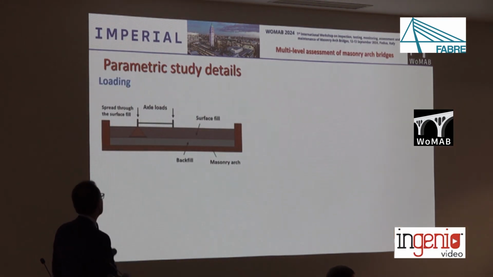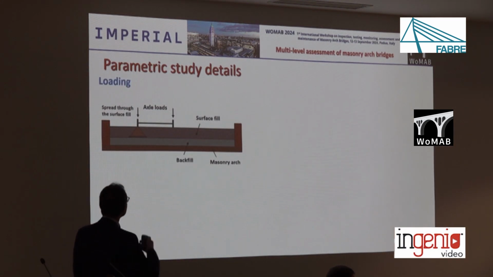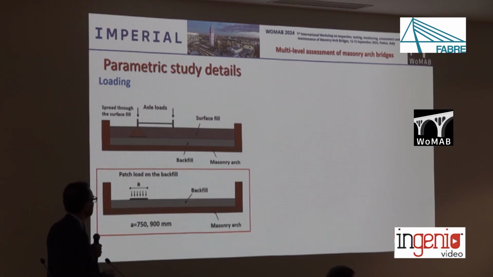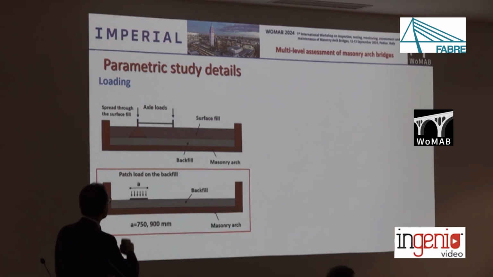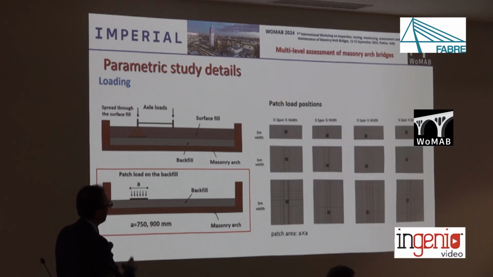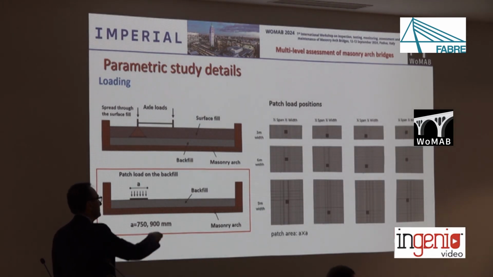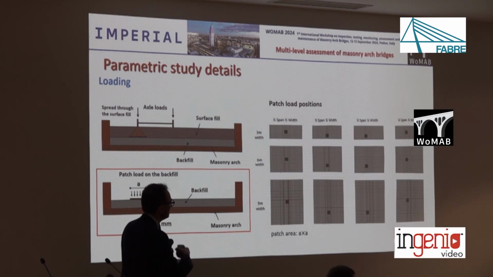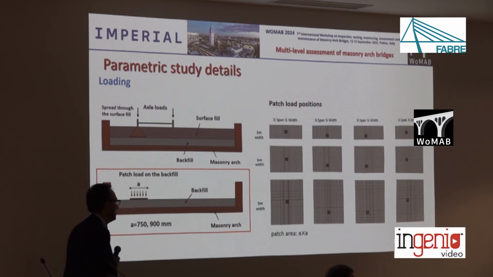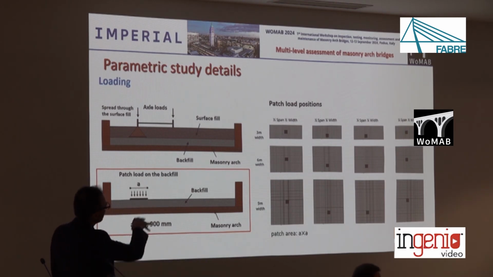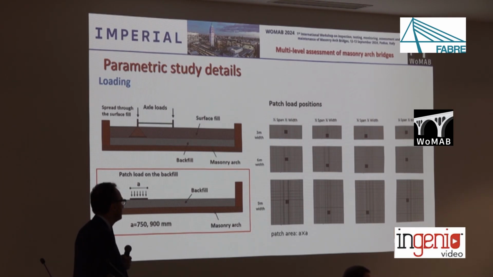So how do we apply the load? We consider a typical axle load, just one wheel, spread through the surface fill. So we consider a patch load, where the patch load is applied at different positions along the span length and the width of the arch. So you see, we investigated different scenarios to shed some light on the response.